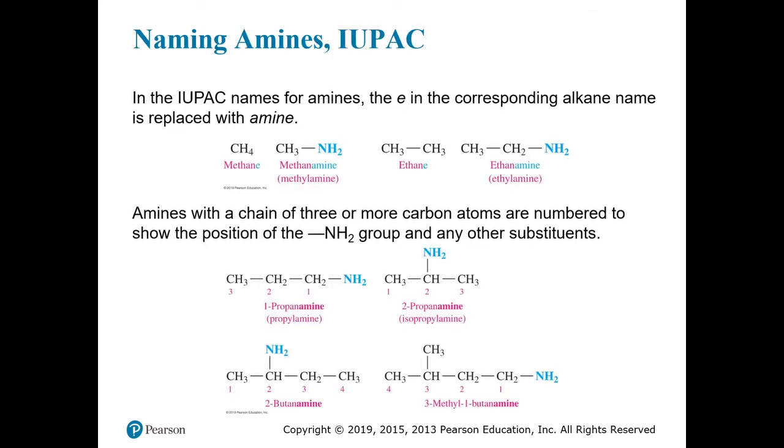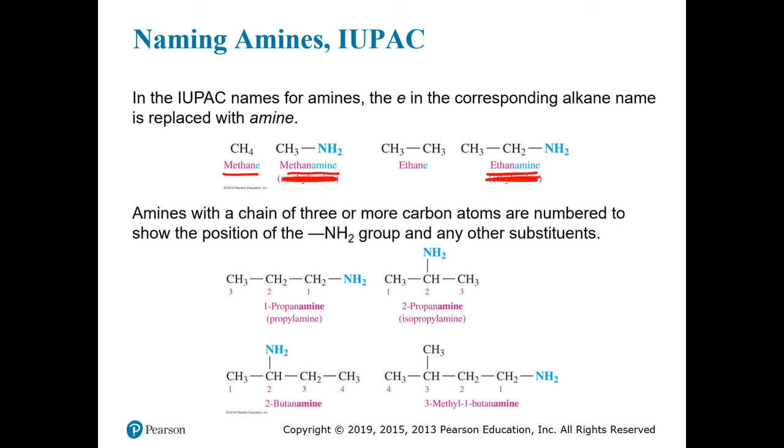So to name a primary amine, you simply drop the E at the end of the corresponding alkane name and replace it with amine, the same way we've been doing for many other functional groups. So methane, if you replace a hydrogen with an NH2 group in methane, you end up with methanamine. Don't worry about these common names again. With ethane, you can replace a hydrogen with NH2 and you end up with ethanamine.